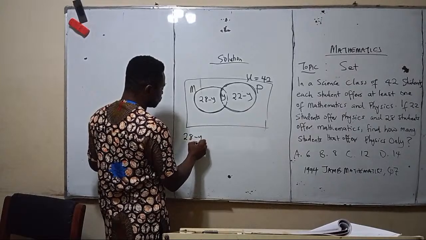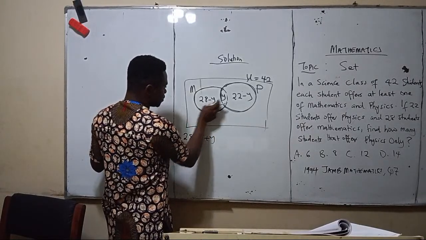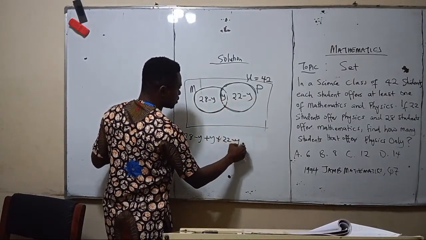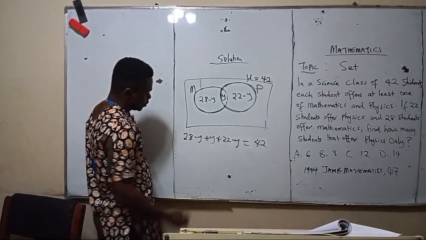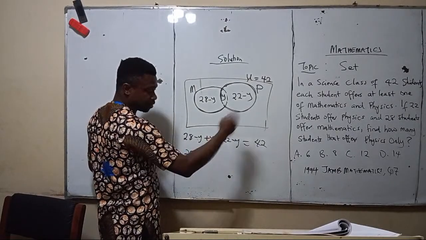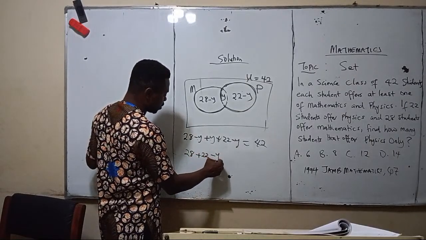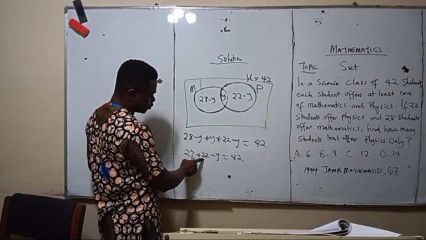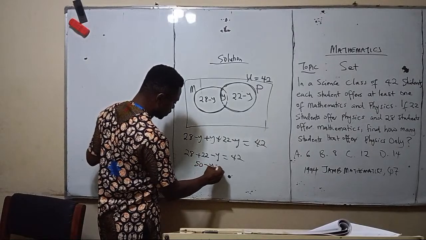28 minus y plus y plus 22 minus y is equal to what? 42. This is 28 minus y plus y, which is 0, so that one will go. Plus 22 minus y is equal to what? 42. 28 plus 22 is 50. 50 minus y is equal to what?